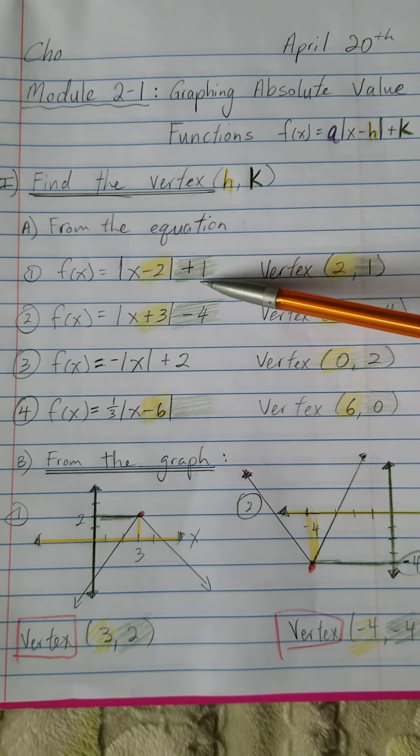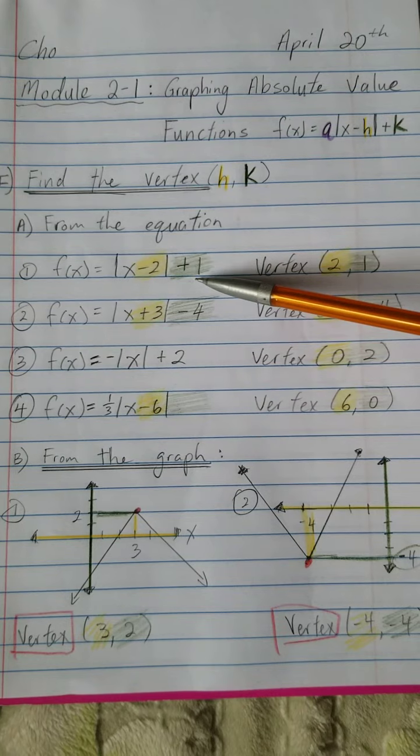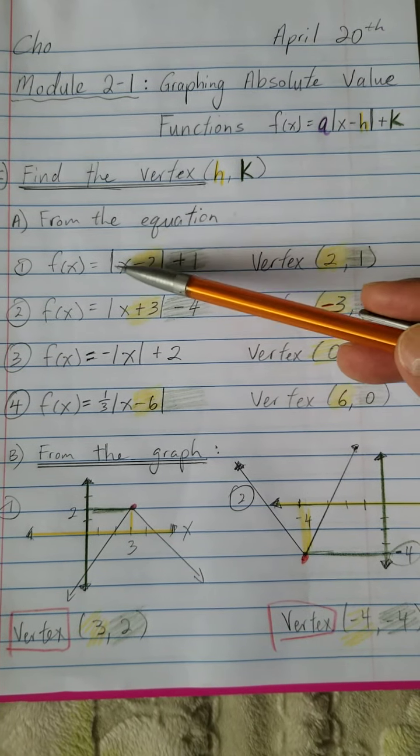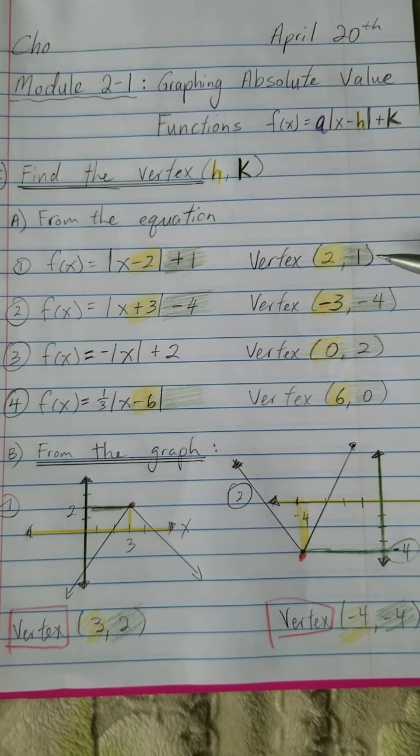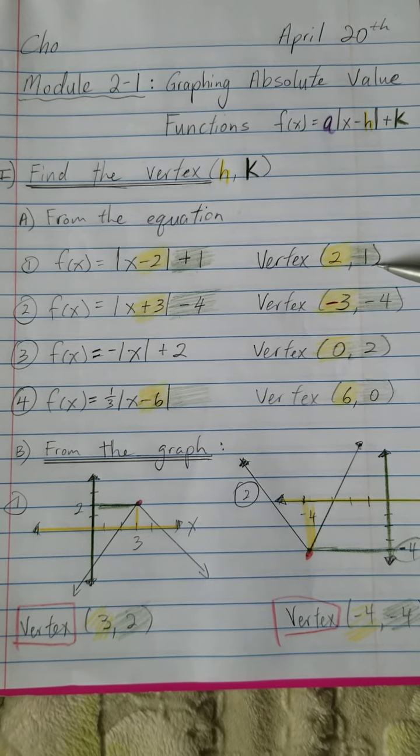What is the y value? Take the number on the right side, which is outside the absolute value. That number is the y value of your vertex.